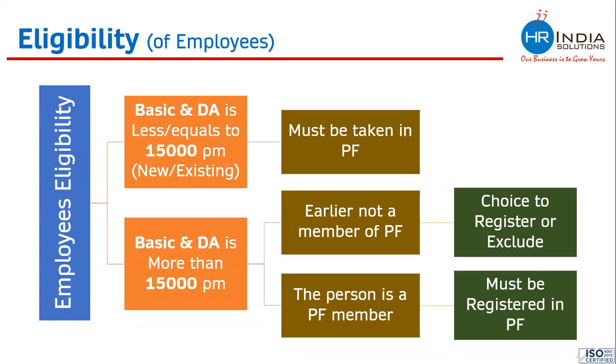Before UAN, every new employee was supposed to fill Form 11. Form 11 is self-declaration by the employee declaring that whether he was a member of Provident Fund or not. So on the basis of that, employer were taking decision. If the employee is declaring in Form 11 that he was never a member of Provident Fund, the companies were excluding that gentleman, saying that since this person was never a member of PF, we are also excluding him.